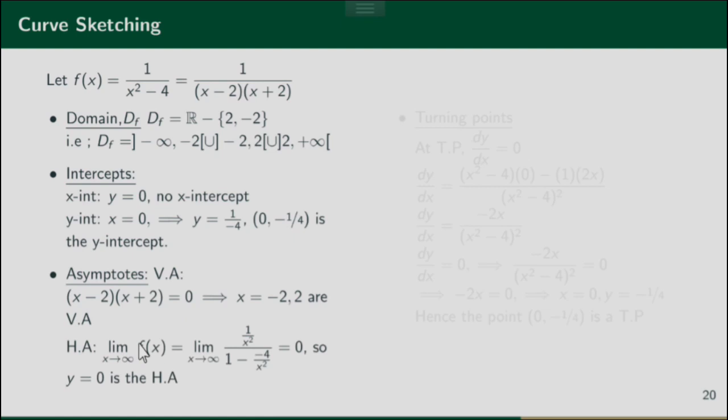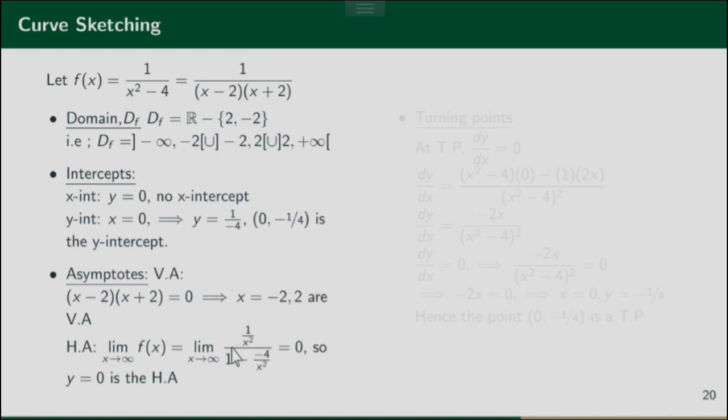Now, the horizontal asymptote. We find the limit of the function f of x as x tends to infinity. So how do we find the limit of this function? One of the ways is to divide each term by the highest degree in the expression, and the highest degree is x squared. I divide each term by x squared. I'll have 1 divided by x squared, and x squared divided by x squared gives 1, minus negative 4 divided by x squared.